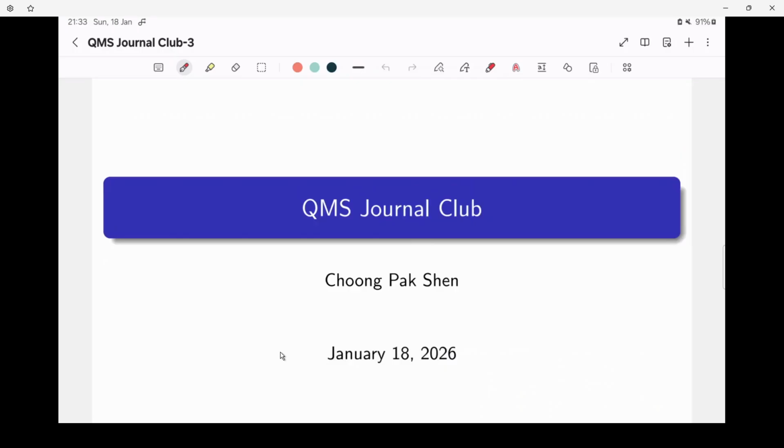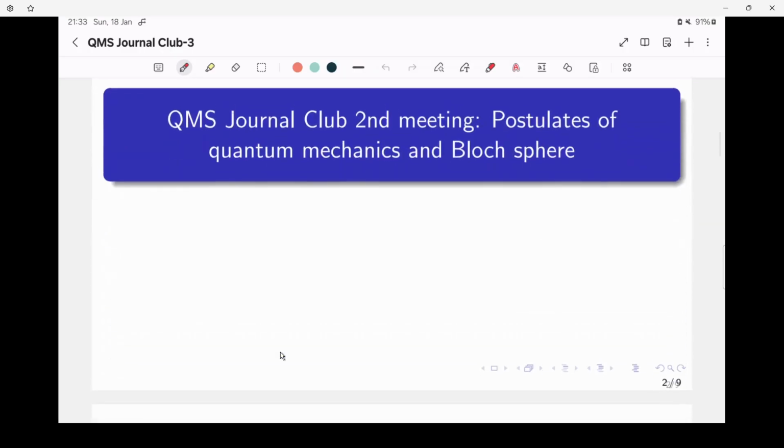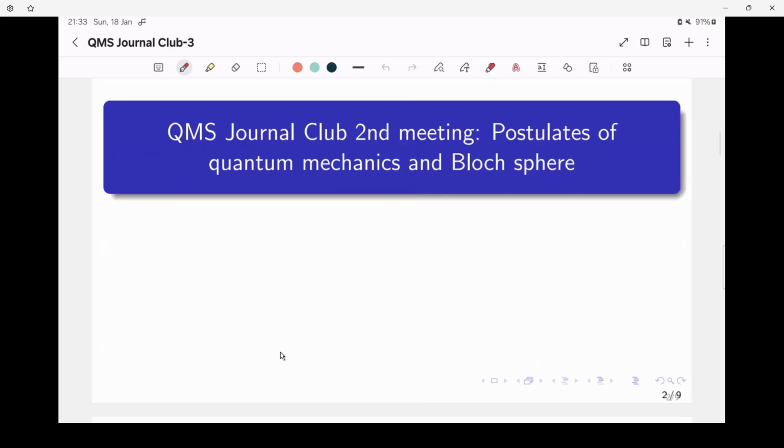Today I'm supposed to cover the postulates of quantum mechanics, but I want to focus more on the first two postulates on the mathematics side of things. I probably won't be able to cover the Bloch sphere, but some of the applications over here, when I discuss the Bloch sphere, I will use it as well. Which is why I think the calculations are quite important for you to understand first.